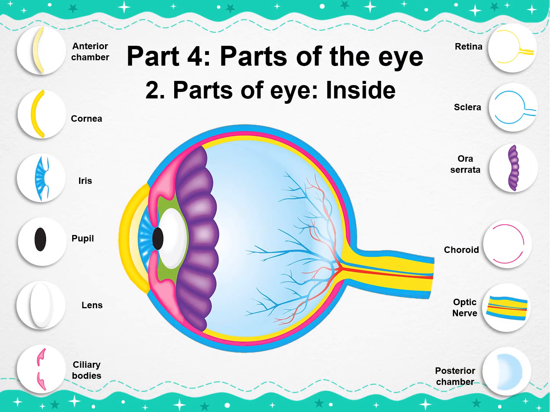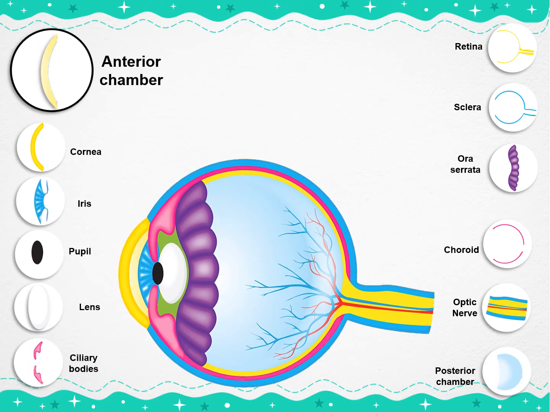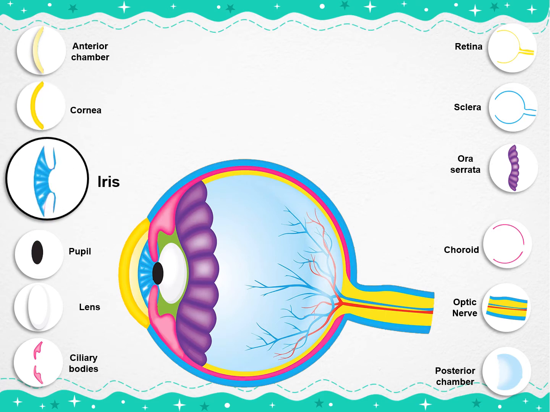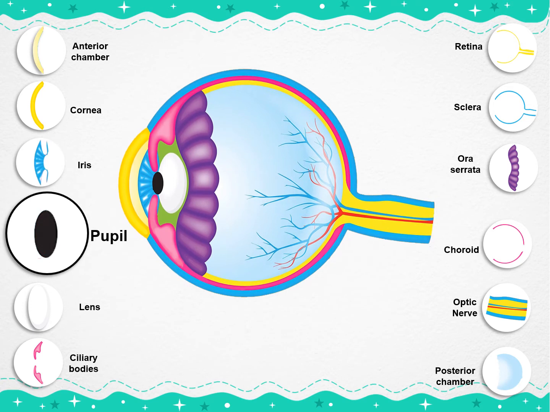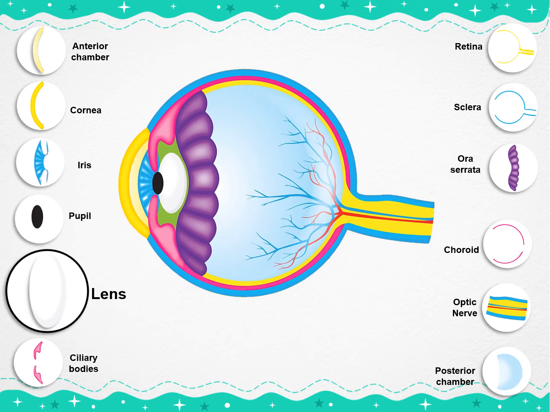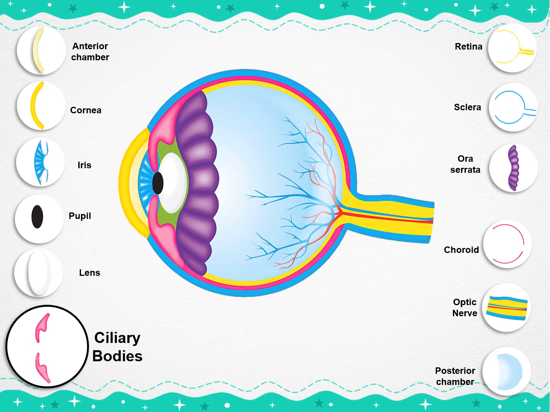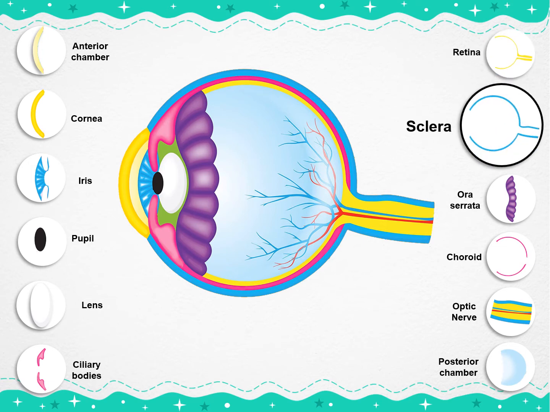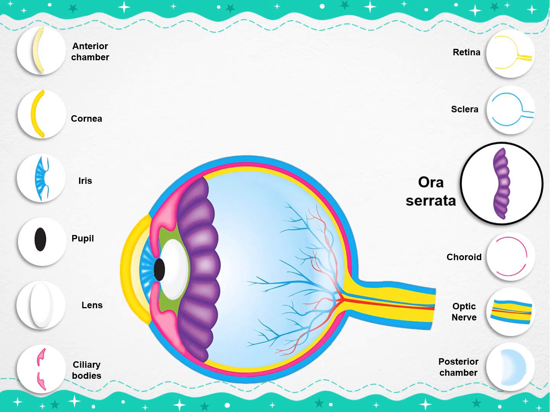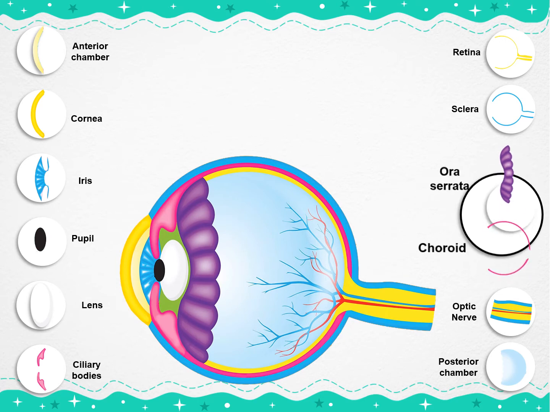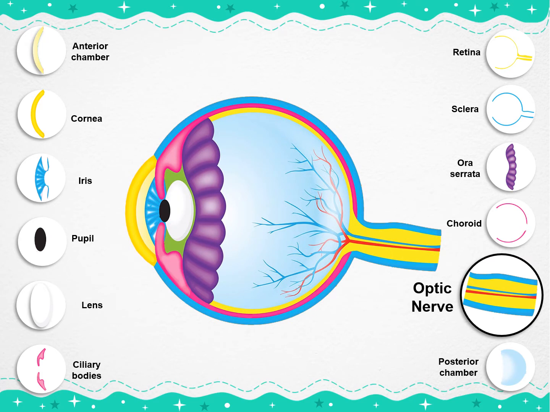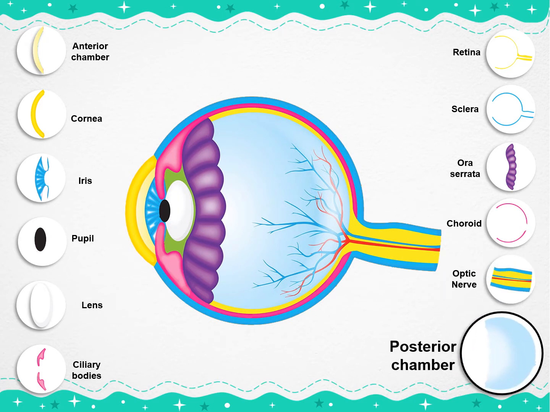Now, let's review what parts of the eyes we can see inside. 1. Anterior chamber. 2. Cornea. 3. Iris. 4. Pupil. 5. Lens. 6. Ciliary bodies. 7. Retina. 8. Sclera. 9. Ora serrata. 10. Choroid. 11. Optic nerve. 12. Posterior chamber.